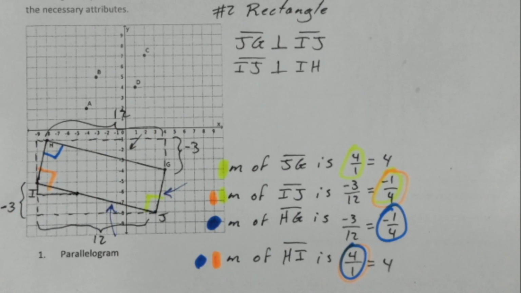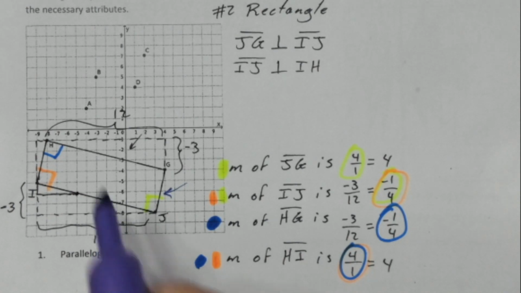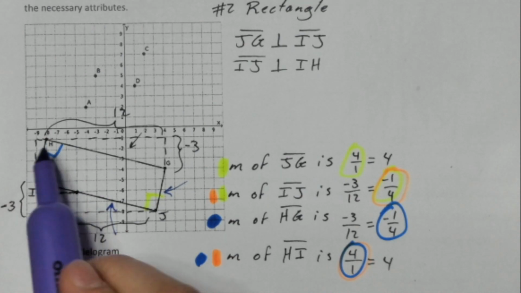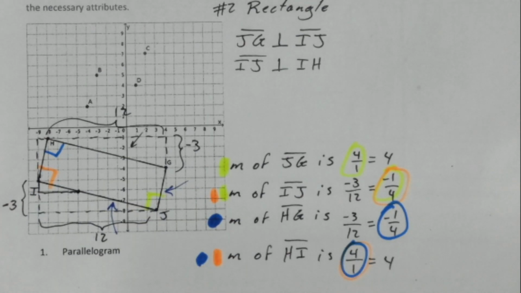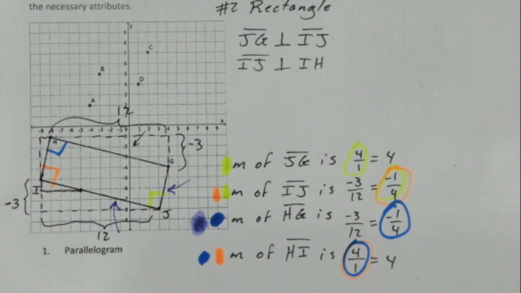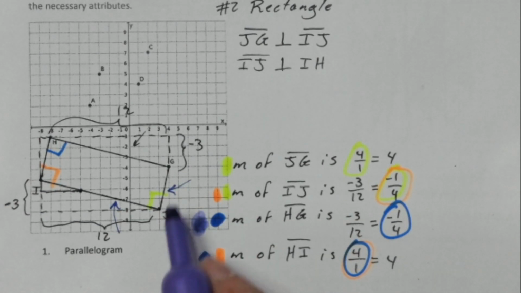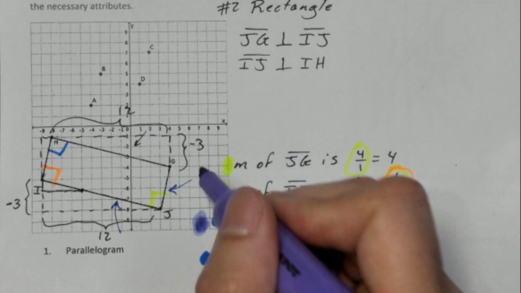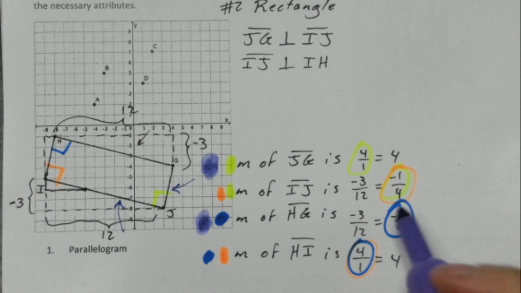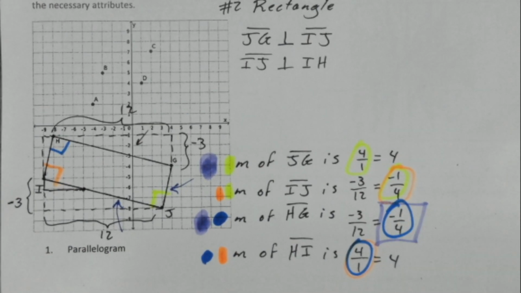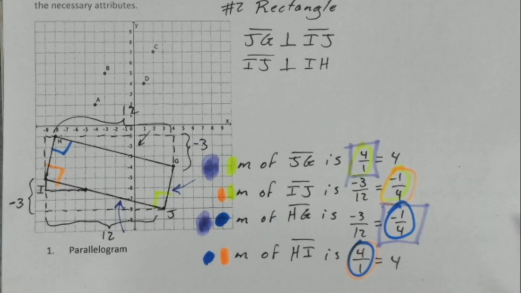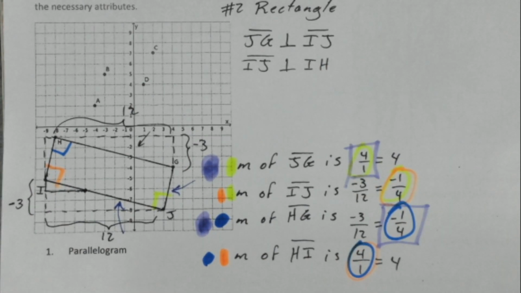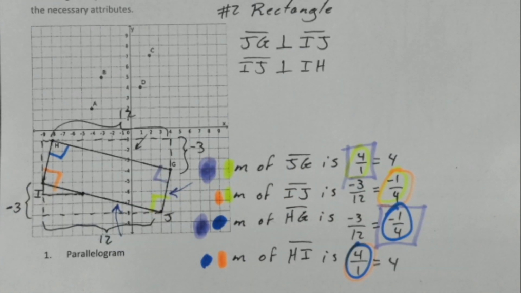And finally, I don't think I have another color for this one. Do I? I do. The last one would be HG and JG. This one on top. So take a look at this slope versus this slope. Again, opposite reciprocals. Okay, so there you go. All these are opposite reciprocals.